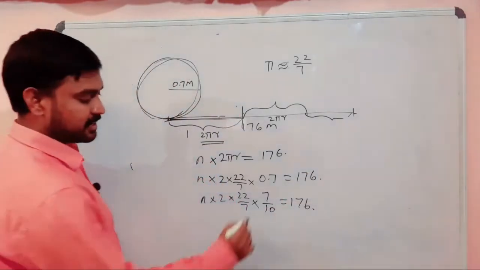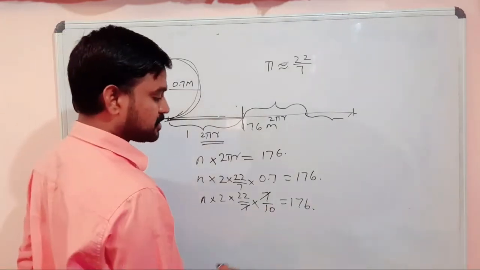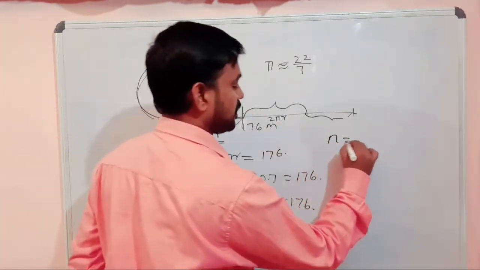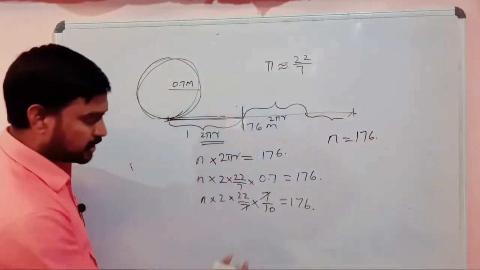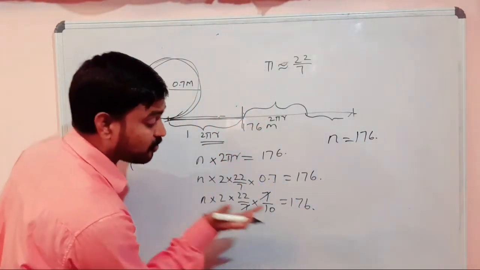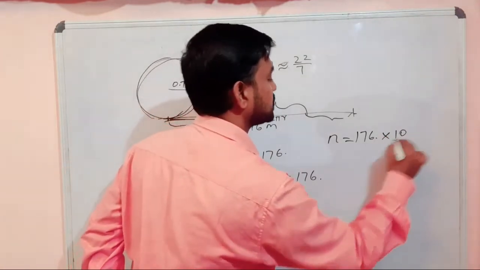Now we can cancel this 7 and this 7. Okay. Now we can transpose these two terms to the right side. So we will get n is equal to, what is on the right side? 176. Now dear students, please transpose this 10 which is dividing on the left side. If it is transposed to the right side, it is for multiplication.